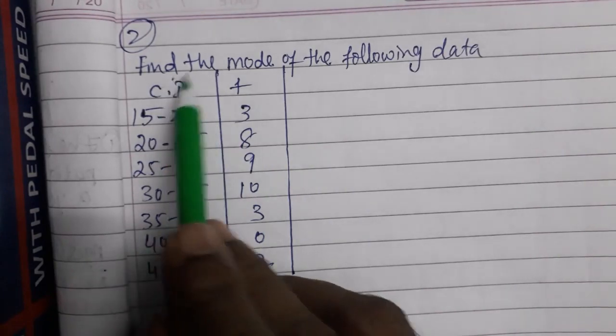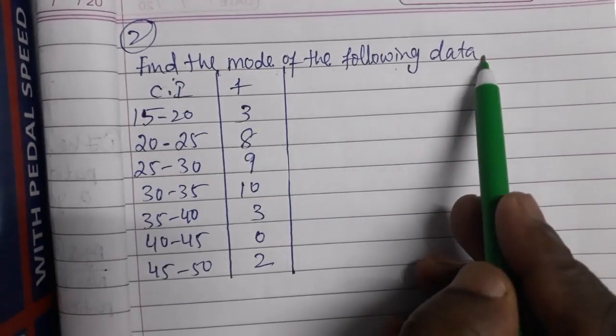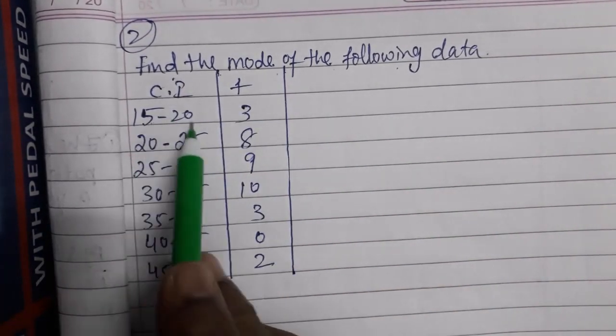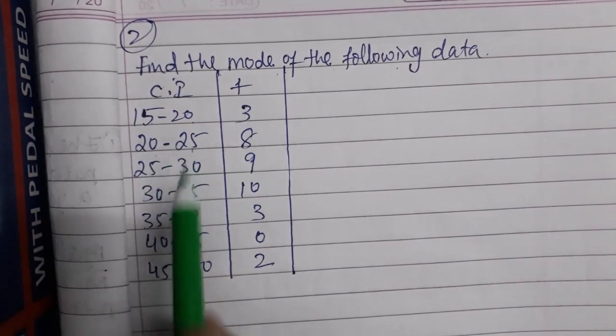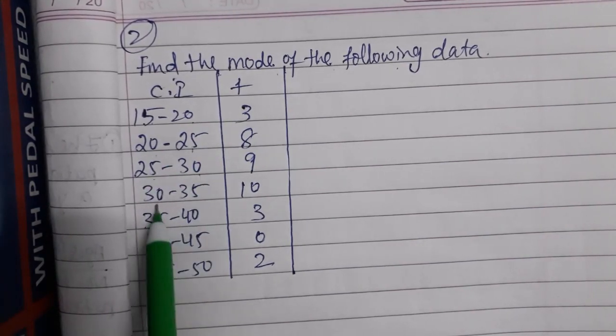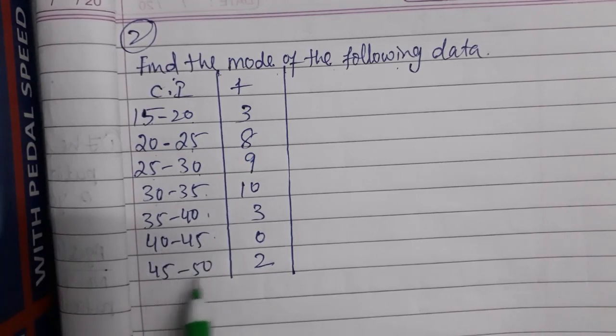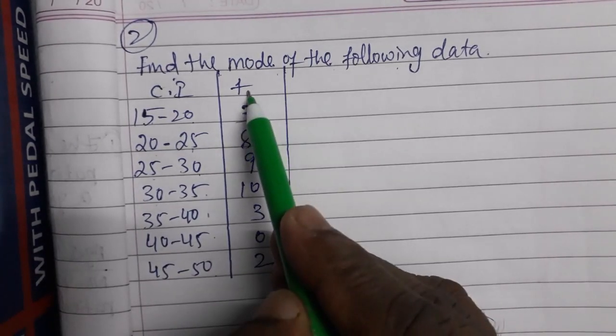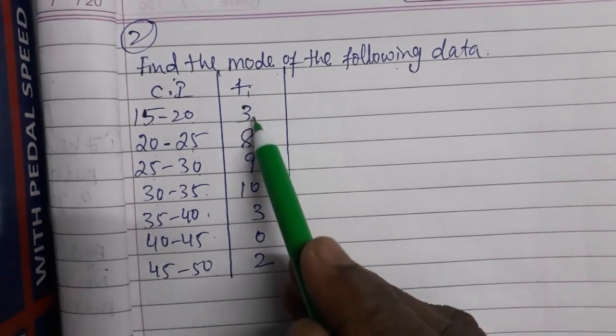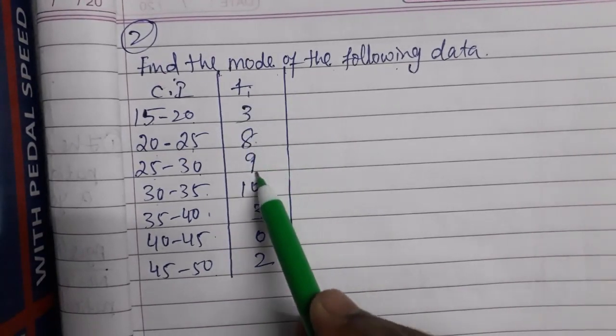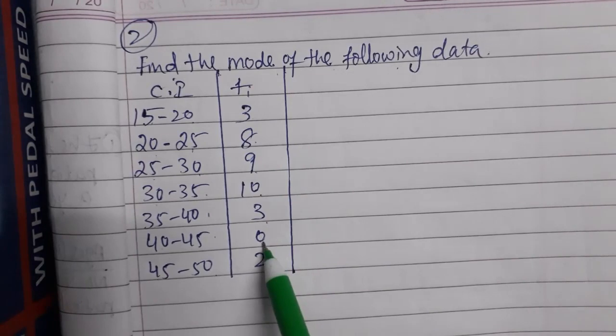Now second sum. Find the mode of the following data. Class interval is given. 15 to 20, 20 to 25, 25 to 30, 30 to 35, 35 to 40, 40 to 45, 45 to 50. What is frequency? Frequency is 3, 8, 9, 10, 3, 0, 2.